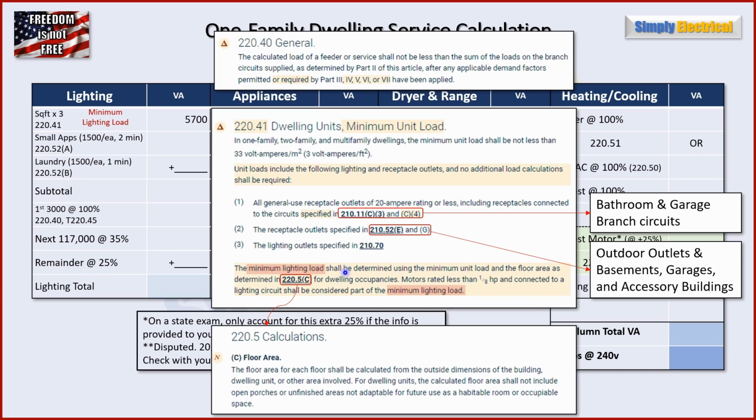And that's not all, because if we read on, it says motors rated less than 1/8 horsepower and connected to a lighting circuit shall be considered part of the minimum lighting load. So if you have a bathroom fan or sometimes a hood fan connected to a lighting circuit, those are generally less than 1/8 horsepower, and so they are going to be included in this as well. But if you have a motor that's more than 1/8 horsepower, or it's on a dedicated circuit maybe, then that would not be included in this, and you have to include that in the next column we'll get to, which is appliances. So I have it written here, minimum lighting load. This square footage times 3 gives you your minimum lighting load. And in our case, that's 5,700 VA.